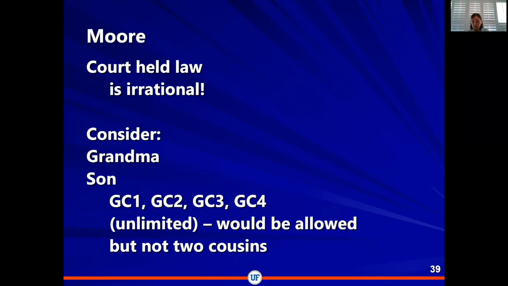They weren't siblings. But the court says that's irrational because the son could have had 30 kids and they all would have been family, and that would have been fine. They could all live with her. But two grandchildren who were cousins was beyond the definition of family. And the court said, this is irrational. So I just thought I'd put that out there. It's kind of fun to think that a state can pass an irrational law.